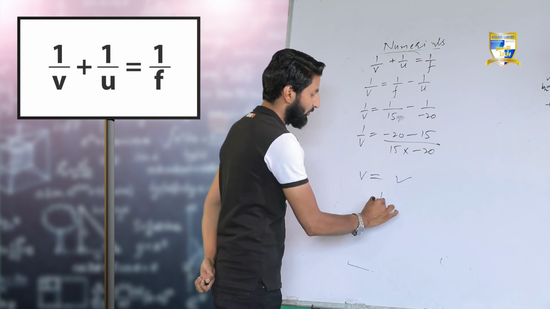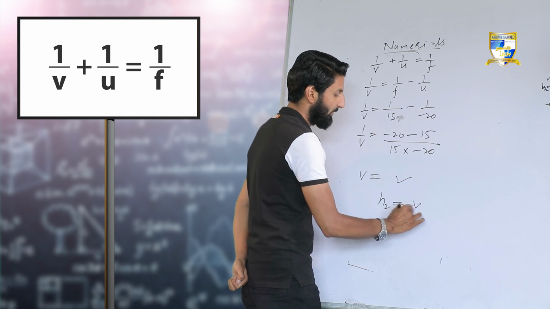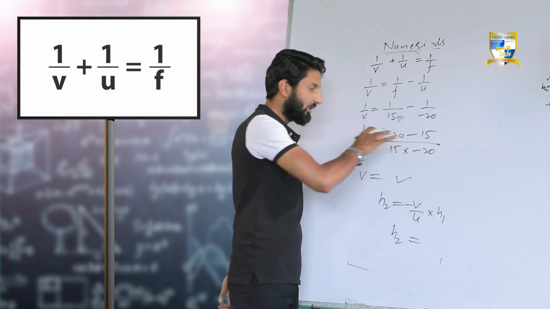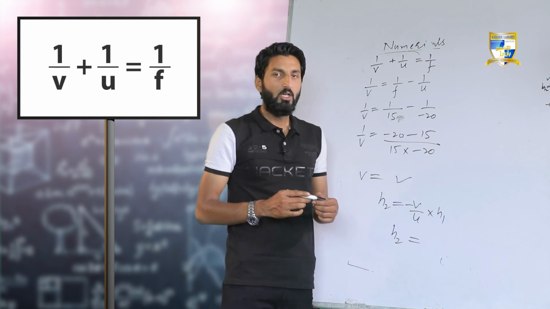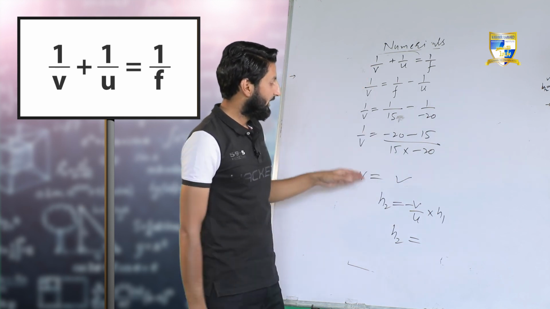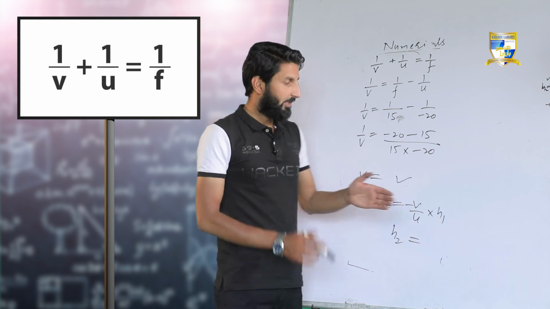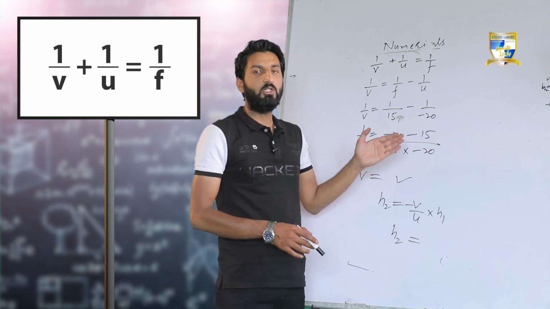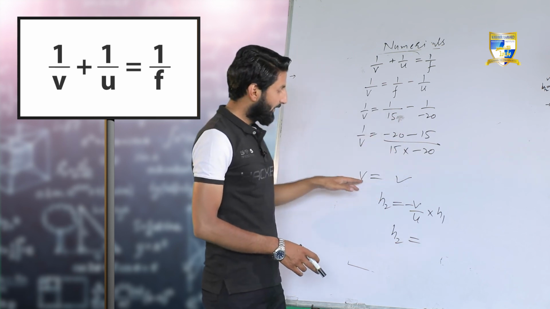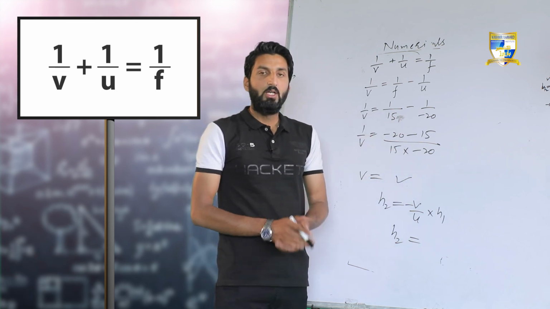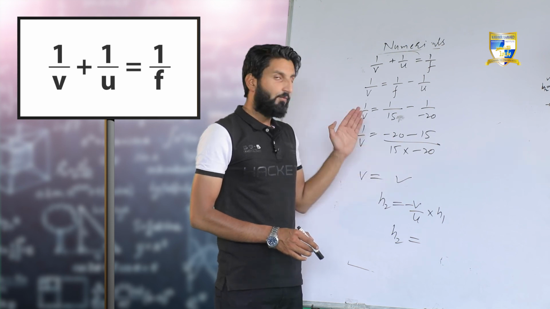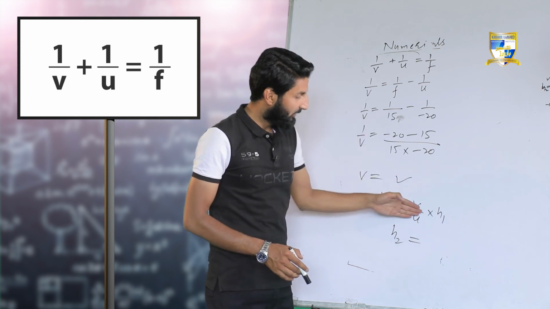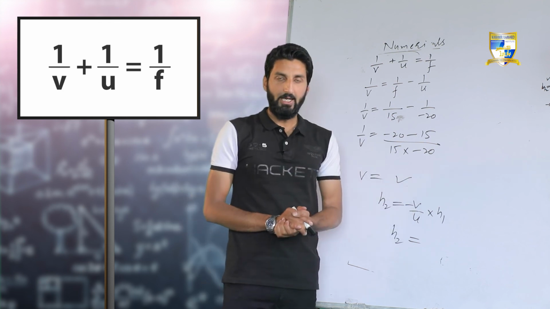Then you have to go for the reciprocal, so you would get the value of V. Then you use the formula H2 is equal to minus V by U into H1, so you would get the value of H2. Just like we solved the previous numerical, you would get the values of V and H2. If the value of V comes out positive, the position is behind the mirror and the nature is virtual and erect. If V comes out negative, then the position is in front of the mirror and the nature is real and inverted. With this formula, you can get the value of H2.